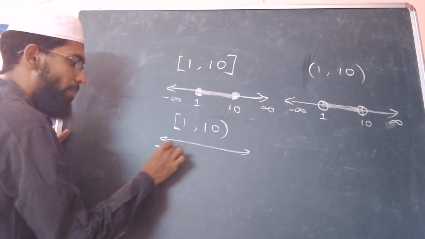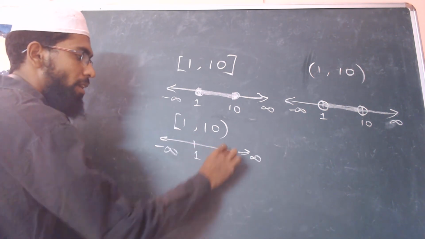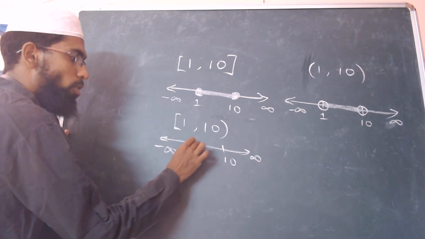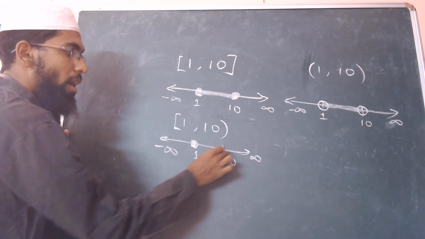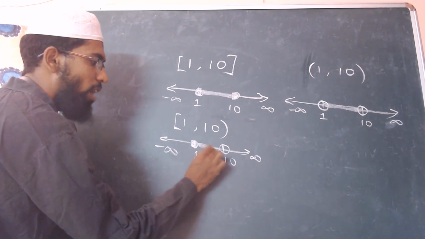How will we draw on the number line? Minus infinity, plus infinity, 1, 10. Which is included? 1 is included, so color it. 10 is not included, so circle it, don't color it. And the in-between elements are there, so highlight it.